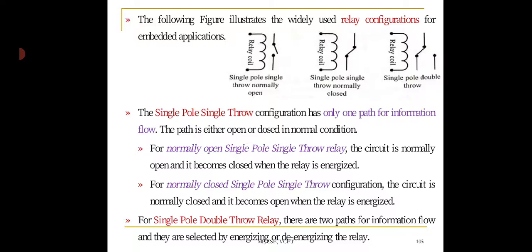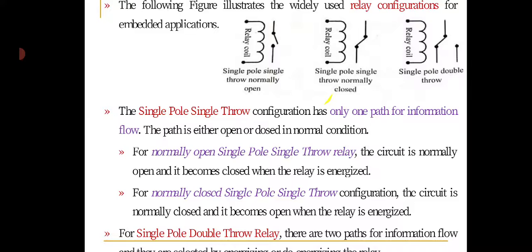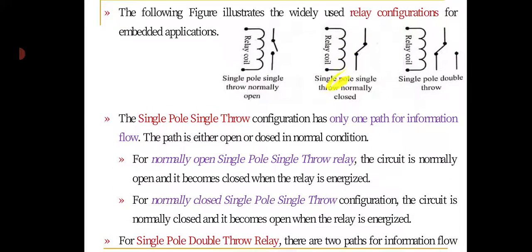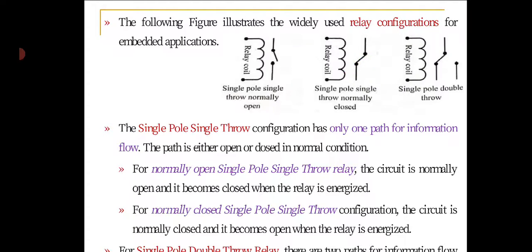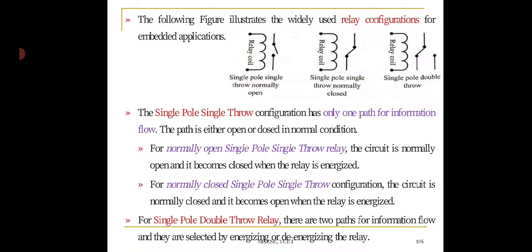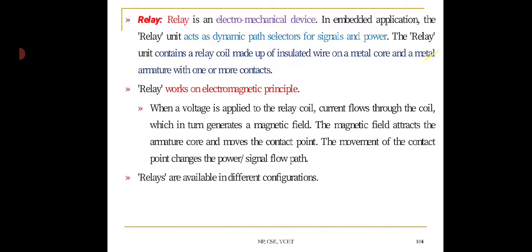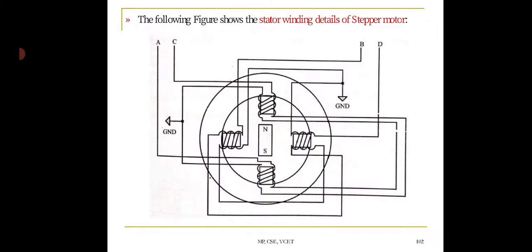Single pole, single throw, normally open will be there. Then single pole, single throw, normally closed will be there. If you observe, one is open, one is closed. Then there is single pole, double throw. So, single pole, single throw has only one path for information flow. The path is either open or closed in normal conditions.